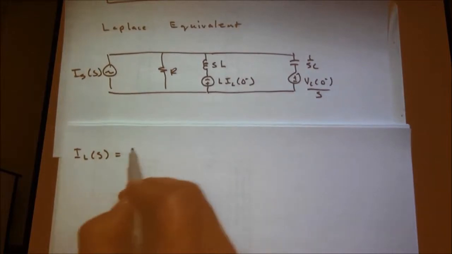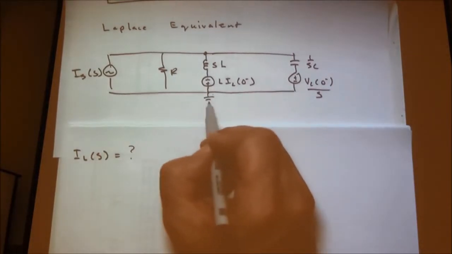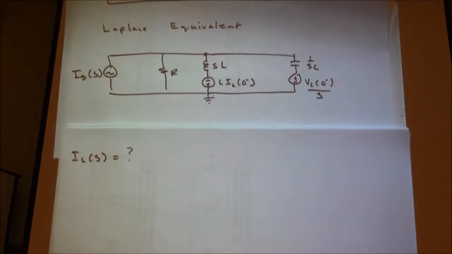How do we find the expression? What tools do we use? What tools would you use to find IL of S? I would prefer node analysis. Does anybody disagree with that? I like node analysis. We can do node analysis. There's only one node up there. We can hang the ground off that guy.